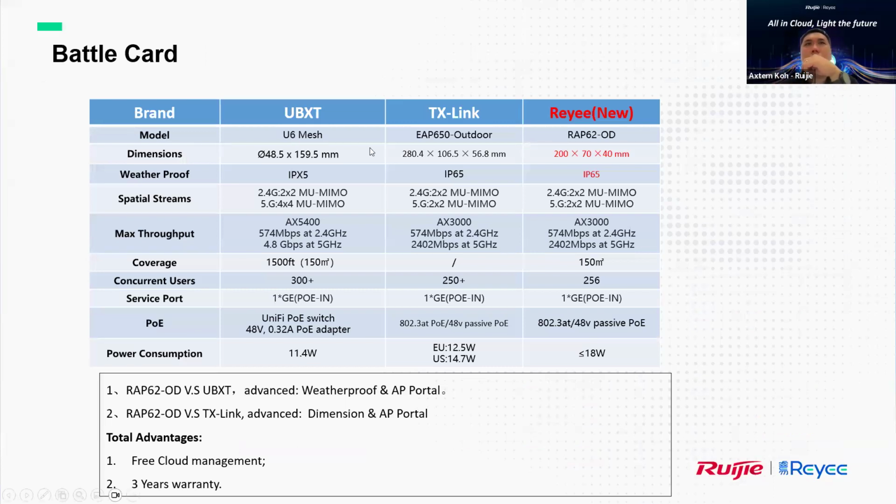And these are some of the comparison guides. So in the market right now, for the UB brand or TP brand, what is the equivalent model? U6 Mesh and EAP650 are equivalent to our RP62OD. So for the size itself, you can see we are better. And for weatherproof rating, we are also able to get IP65 as well. So when we compare with UB, the advantage is weatherproofing and AP portal authentication: we can support portal authentication with a single unit of AP, but UB cannot.